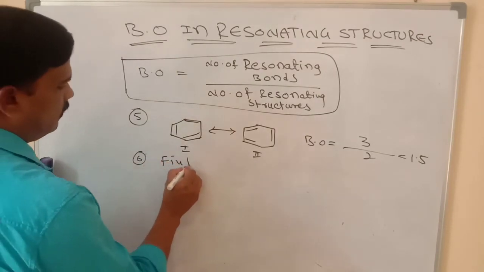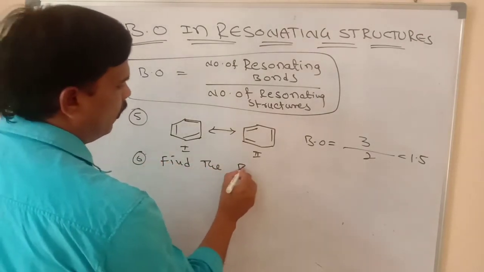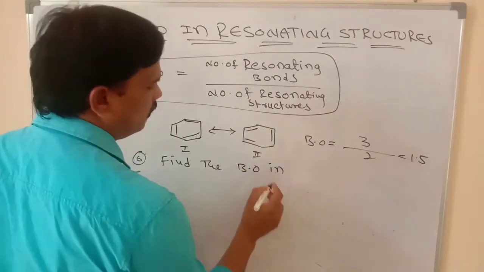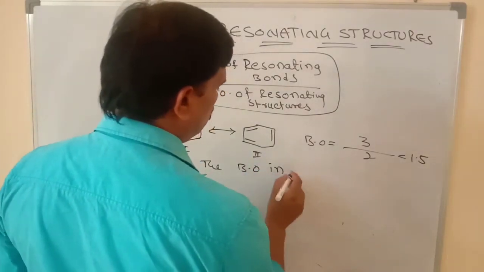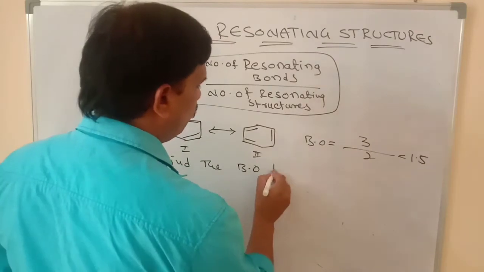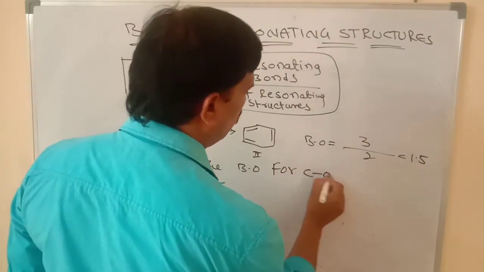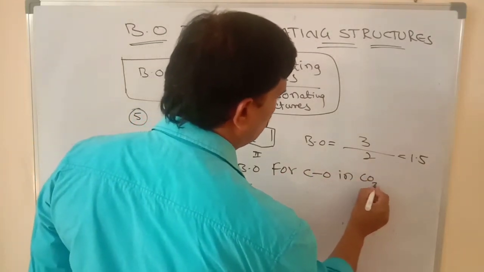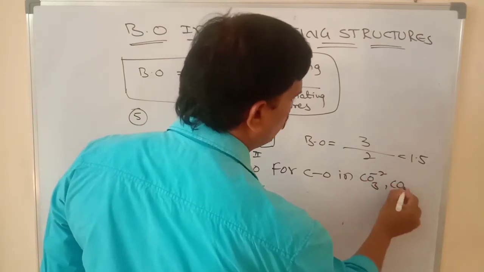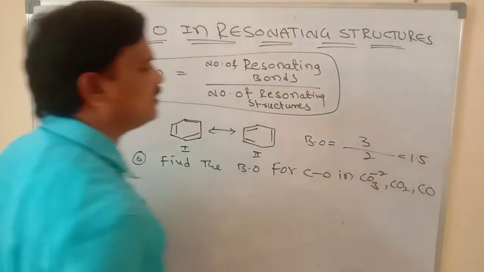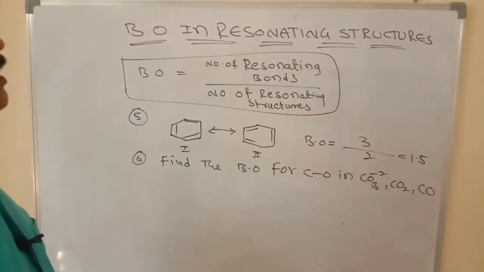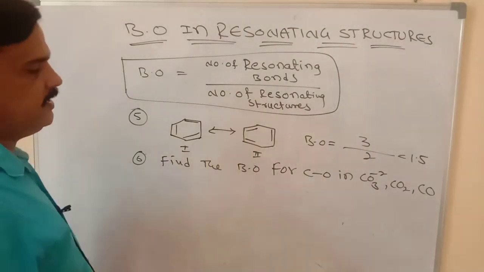Find the bond order for C-O in CO3 minus 2, CO2, and CO. This is a previously asked question in NEET and JEE Mains.